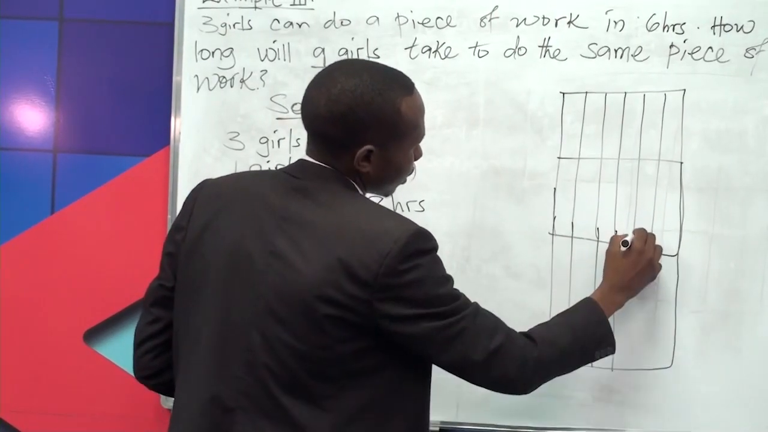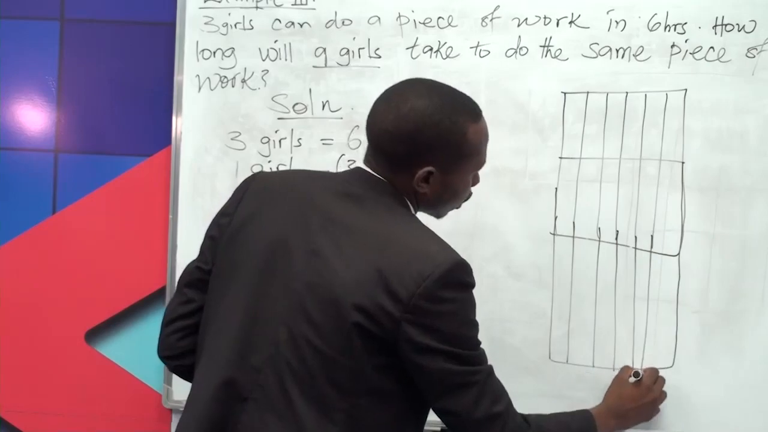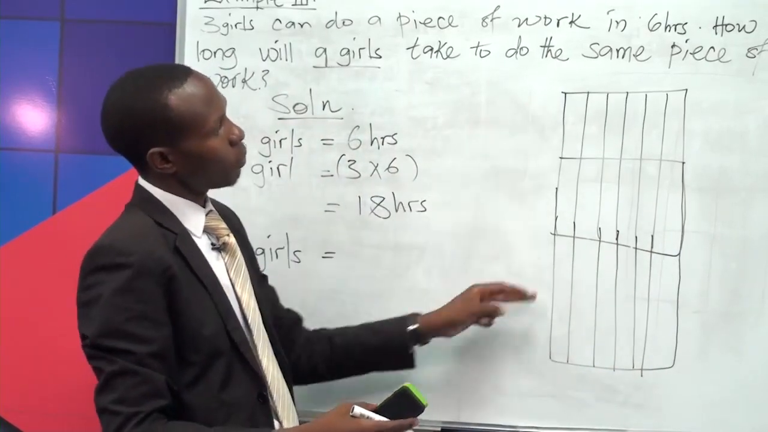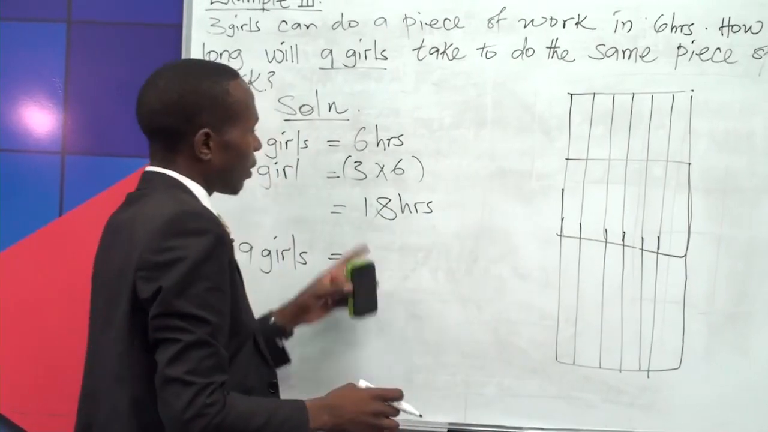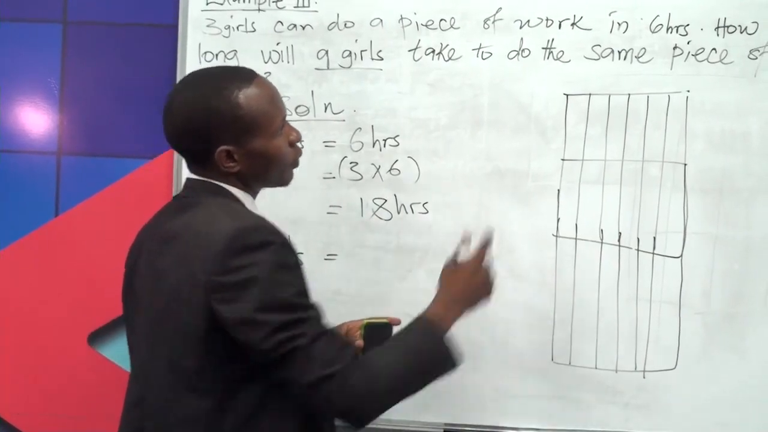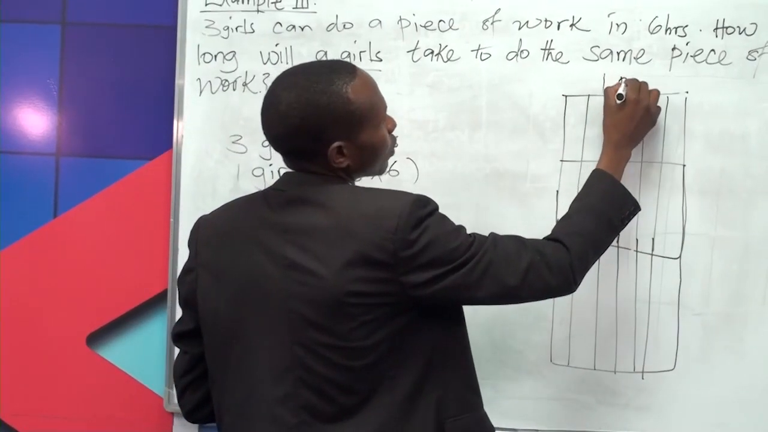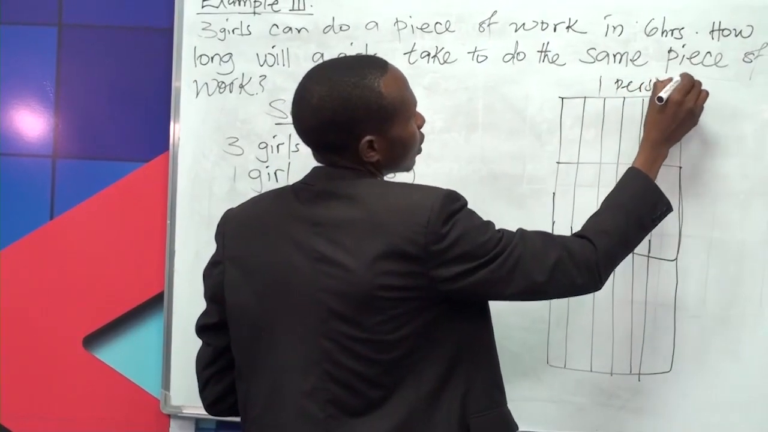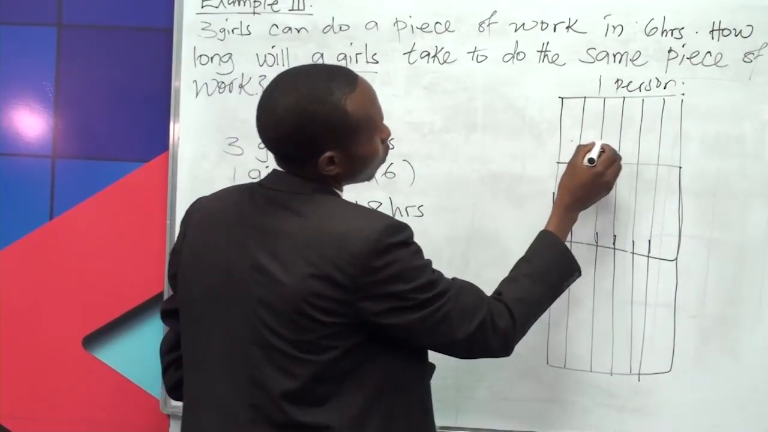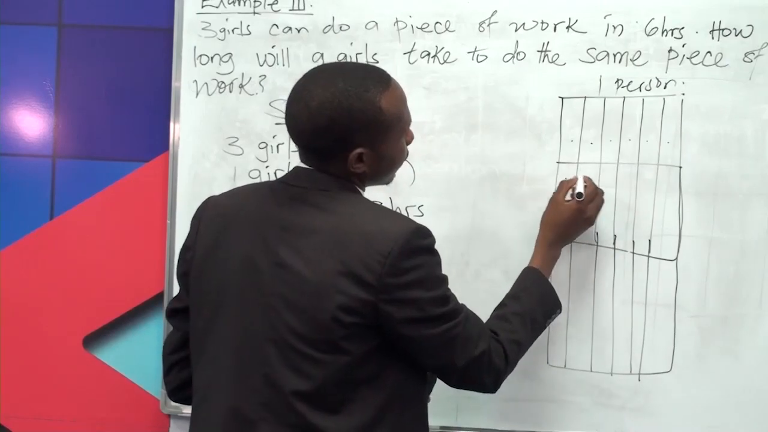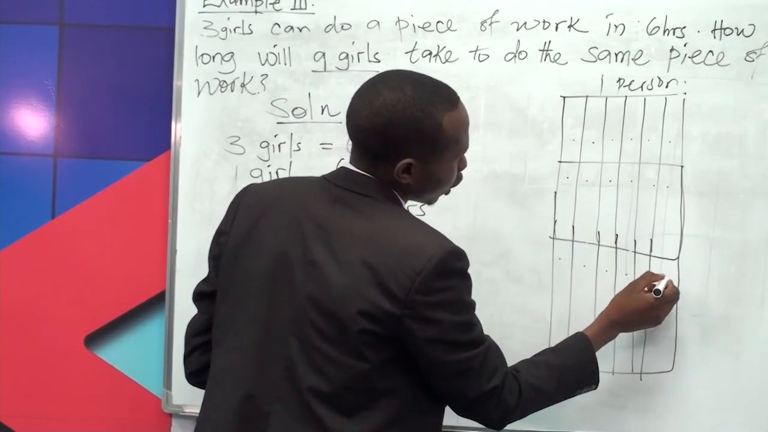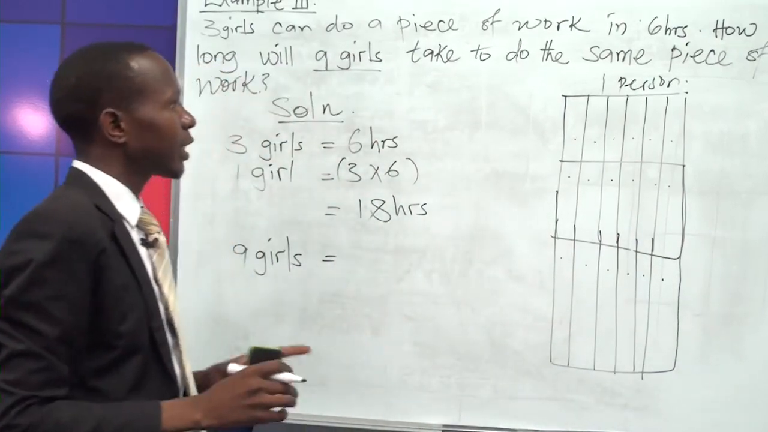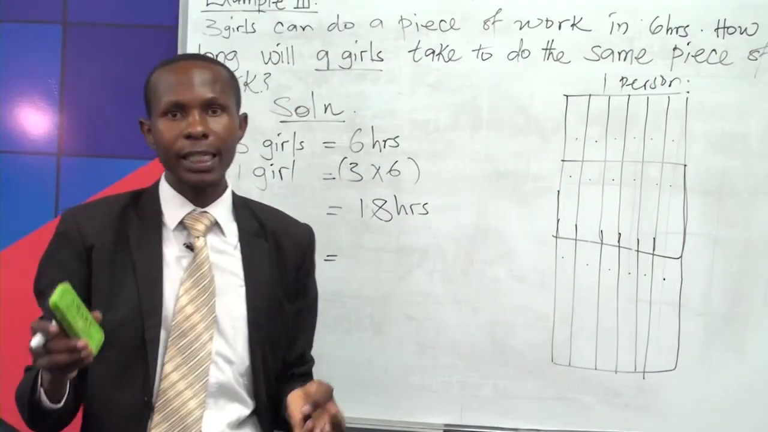I want us to look at this. So when you look at this, it is one plot of land. It is only one. Now, if it is only one person, how many hours are you going to use? This is one person. 1, 2, 3, 4, 5, 6, 7, 8, 9, 10, 11, 12, 13, 14, 15, 16, 17, 18. So those are 18 hours. Each box here is representing an hour.